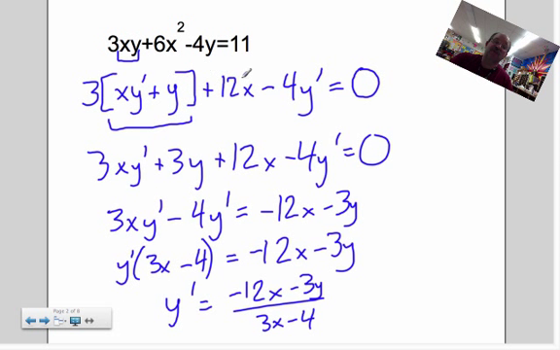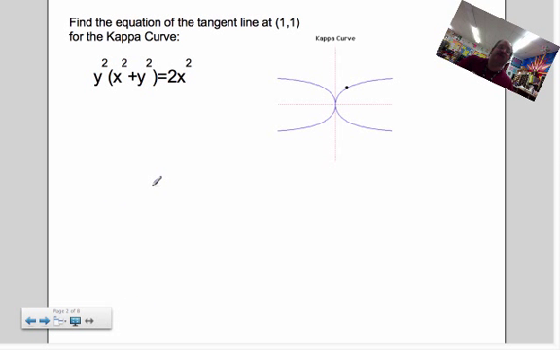Again, this is a function. It's how something changes. And if we want to know the rate of change at any particular point, we'd know the x and the y coordinate, plug them in, get ourselves a number, the instantaneous rate of change. Okay. So here's something, the kappa curve. We want to find the equation of the tangent line at 1, 1 for the kappa curve. And it's this crazy thing here. And there's the point. We want to know the equation of that tangent line right there.